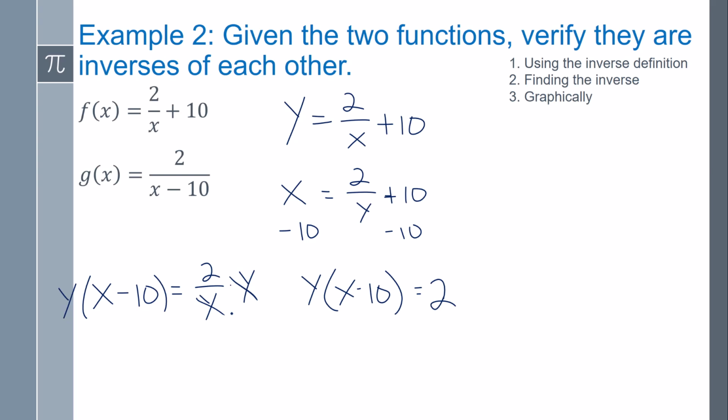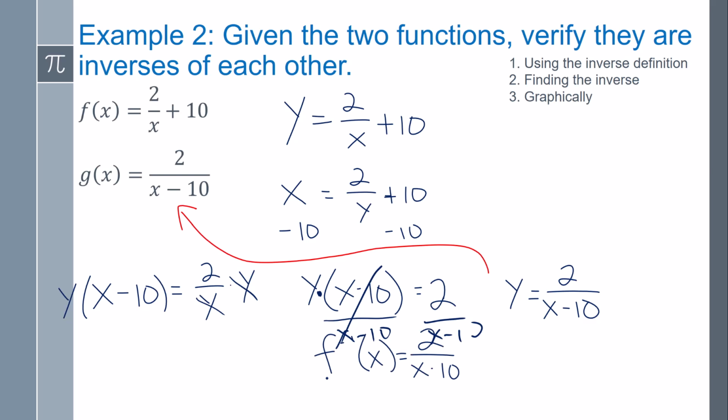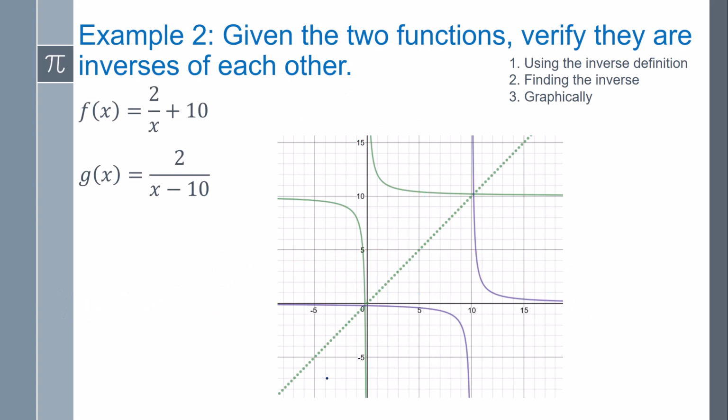We're going to divide both sides by that x minus 10, because this is multiplying, right? Y times x minus 10. You're going to have to divide both sides by it to get it to cancel out. And so that's where we're going to get y equals 2 over x minus 10. And so they're the same. So I know that they're inverses of each other. And again, the last is you look at a graphing utility and see, are they symmetric over y equals x? In this case, they are, so therefore I can conclude that they are inverses of each other.